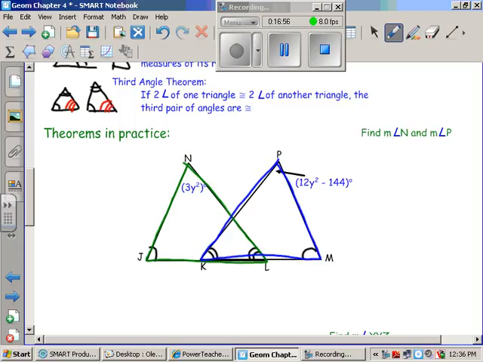Yeah, the third angle theorem, because I know that these two angles are equal, these two angles are equal, so the third angle must be equal too. So I know that 3y squared is equal to 12y squared minus 144. Now, I notice right away that there's squares here, so I'm thinking this is a quadratic. Normally, in a quadratic, you would want to set it equal to 0 and factor, okay? But I think I'm going to get off easy today because there's no y term. There's only squared terms. And whenever there's only squared terms, usually I can just solve by using a square root. I don't have to factor.